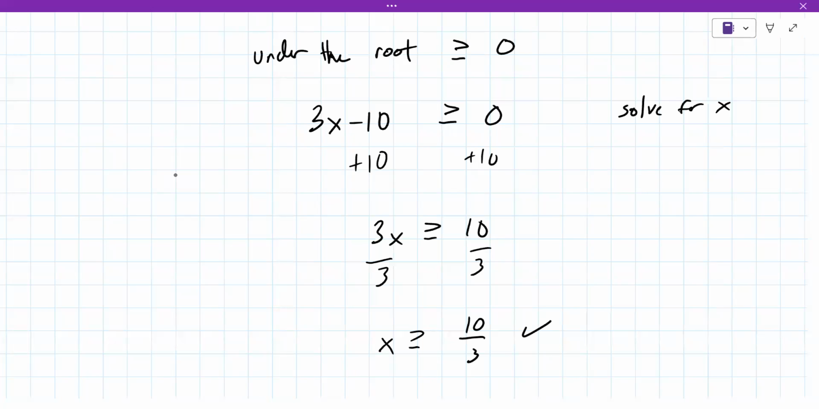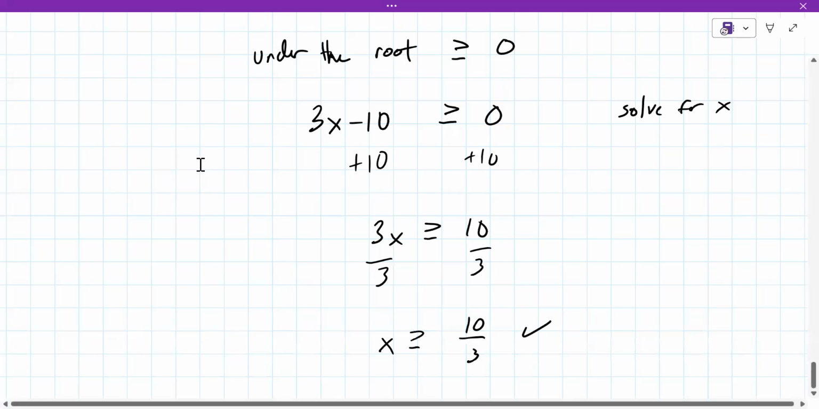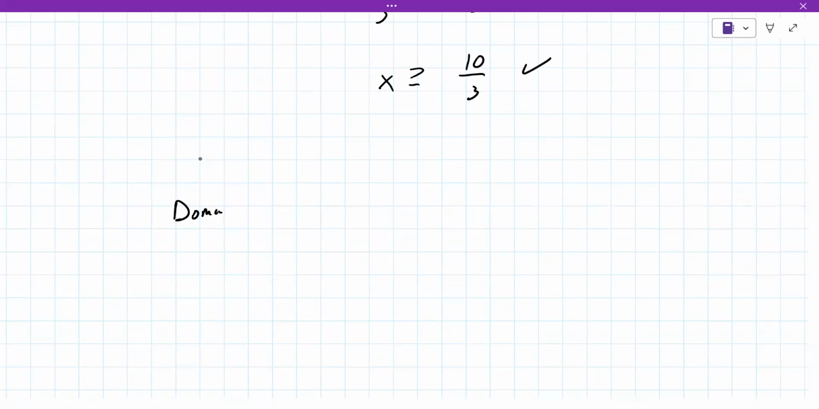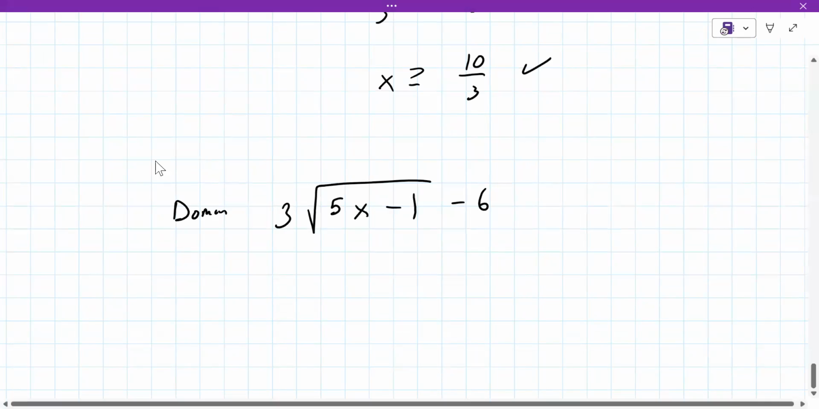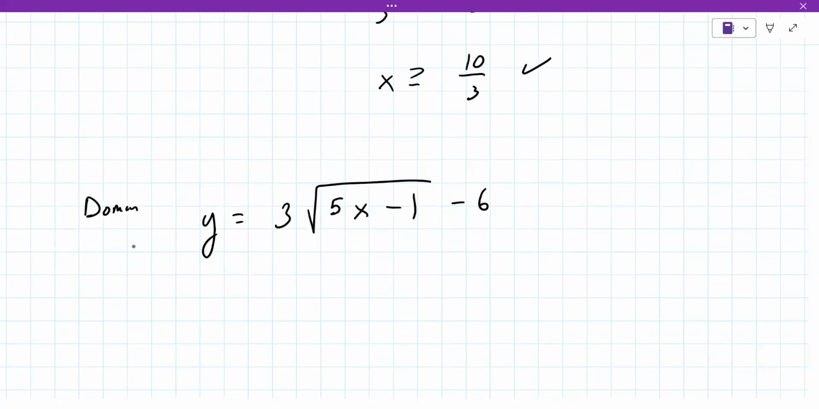So I'd like to give you another one to try. Is that okay? Okay. So it's the same problem, same situation. Domain: the square root of 5x minus 1, and I'll put a 3 here and a -6. Again, all of that's like window dressing. It's extra. You don't really care about it, but it is there. You just set the part under the root greater than or equal to 0. So 5x minus 1 greater than or equal to 0. Is that what you'd write? Yes, just like that. Very good.